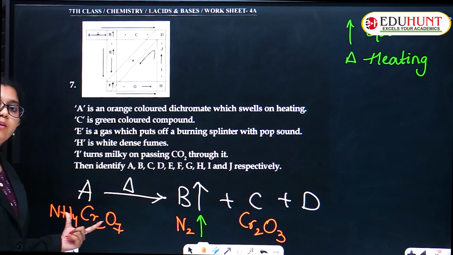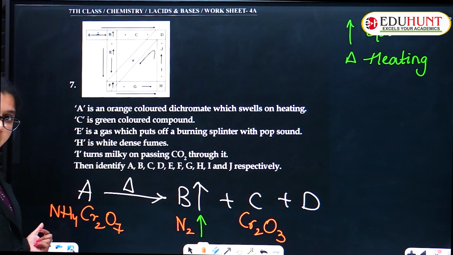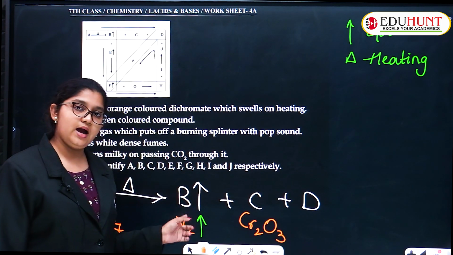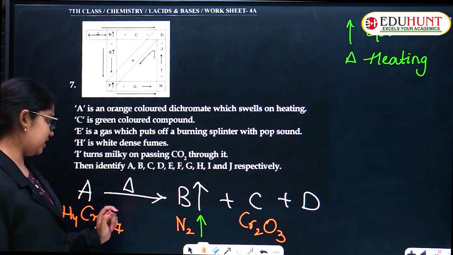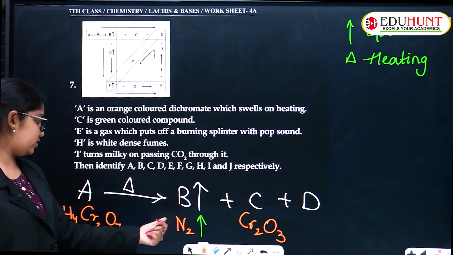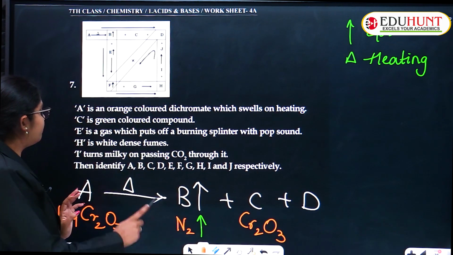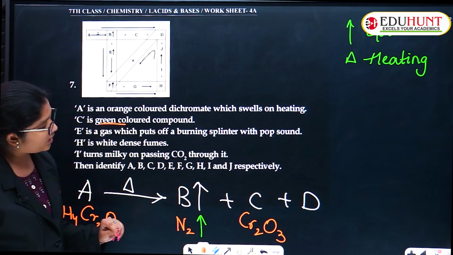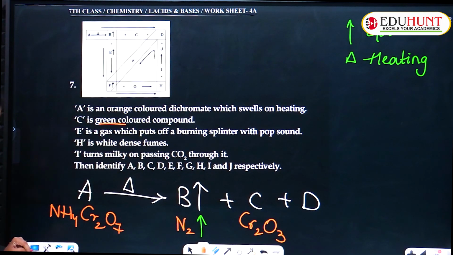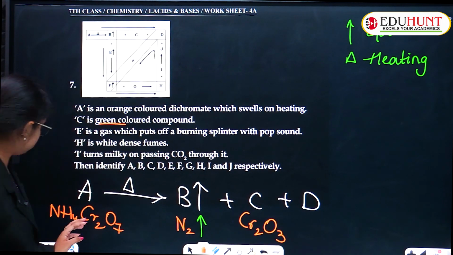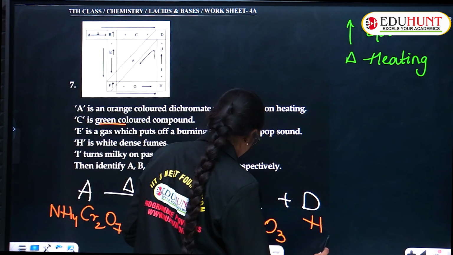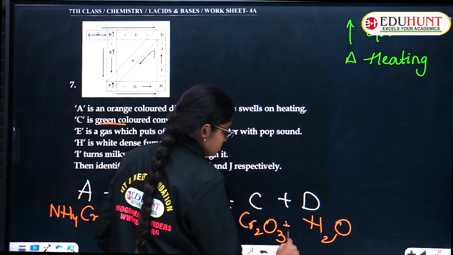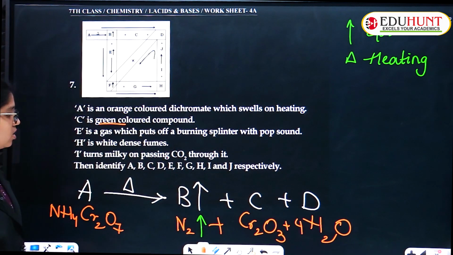So A is nothing but ammonium dichromate, NH4Cr2O7. For this we are indicating B as a gas, so definitely it will be nitrogen gas. After that we have a green colored compound, that is chromium oxide. And D is the leftover one, water, H2O. It gives us N2 plus Cr2O3 plus 4 molecules of water.